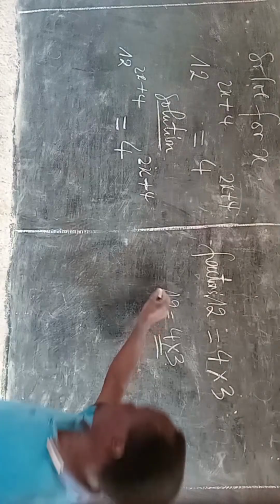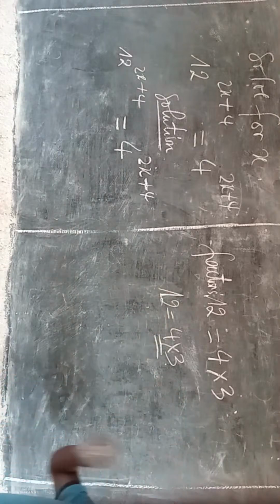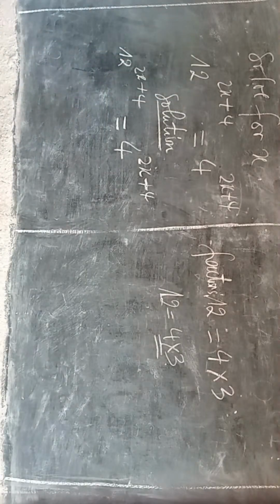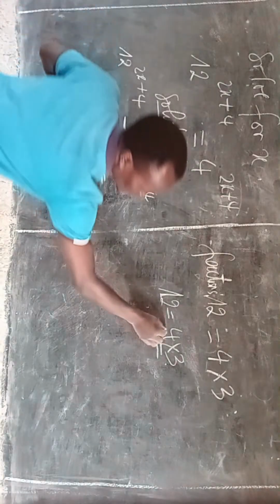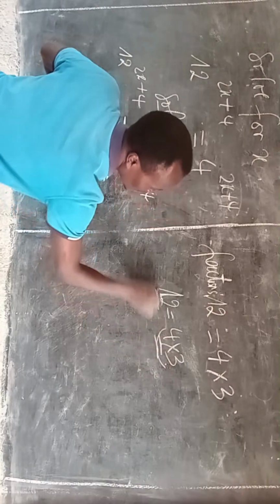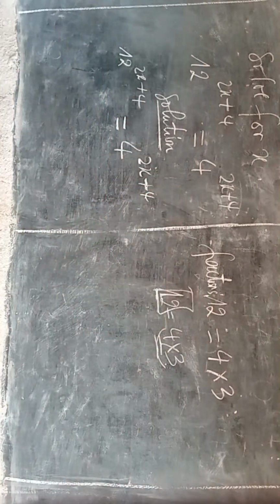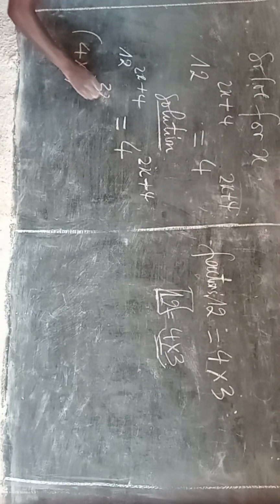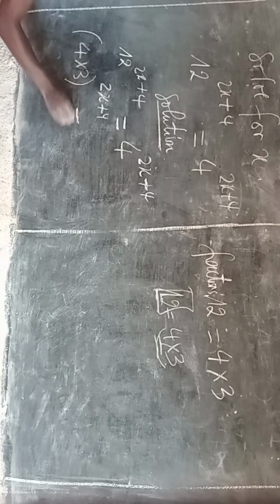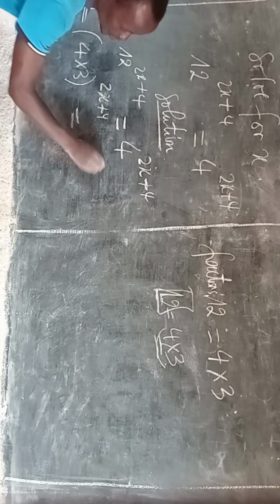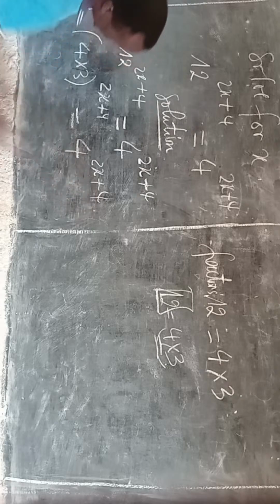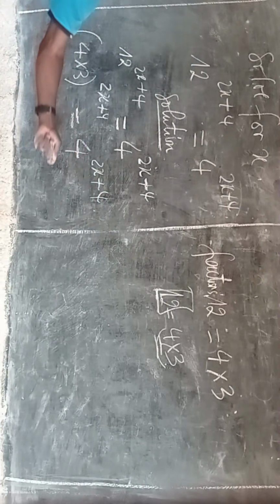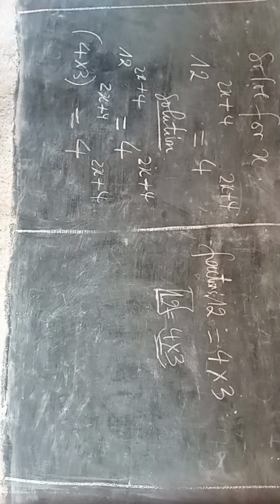So now we have 12 is equal to 4 times 3. Yes? Now let us write this 4 times 3 in place of this number 12. We have 4 times 3 power 2x plus 4 is equal to 4 power 2x plus 4. Now also you have to think about the next step for solving this exponential equation.